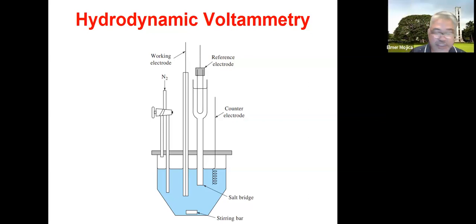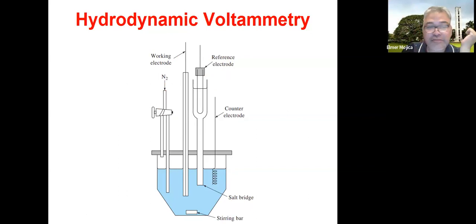Okay, so the typical cell for a hydrodynamic voltammeter is this one. You have a counter electrode here, a reference electrode, and a working electrode. Now this one is used for what? Purging. Okay, so you have a salt bridge. Sometimes if your working electrode is not rotating, you can put a stirring bar there. So you can have a stirring solution.